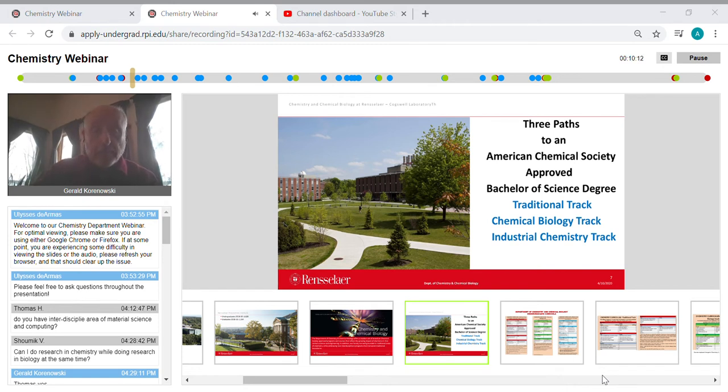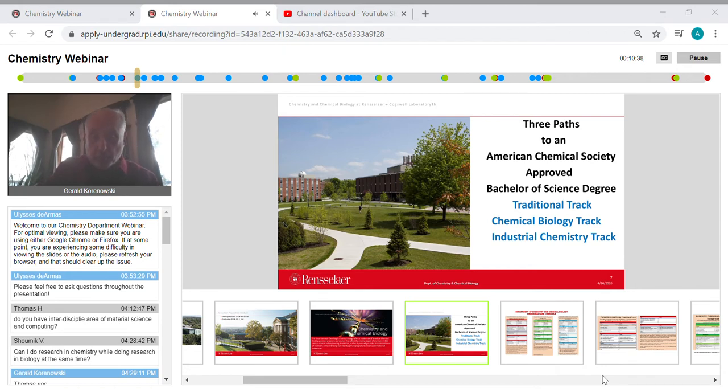We have three tracks. One is called our traditional track. Then for a few years now, we have had the chemical biology track. And then the third one was just added this year, called the industrial chemistry track. And hopefully we're in the process of getting a fourth one ready, called the chemical physics track. Hopefully that'll be in place by the end of next year, so you'll be able to take advantage of that one too.